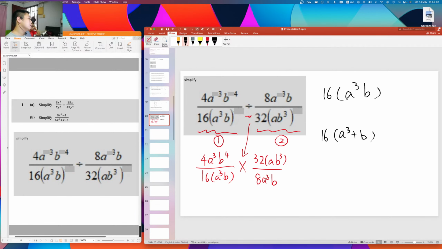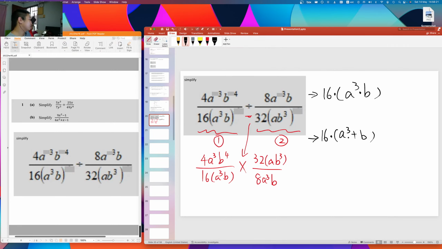Over here, the a cube is times b, right? For the first one, it's a cube times b, and over here is times. Good. What about the second one? The second one is 16 times, but inside is plus. Okay, good. So this is the major difference between these two.